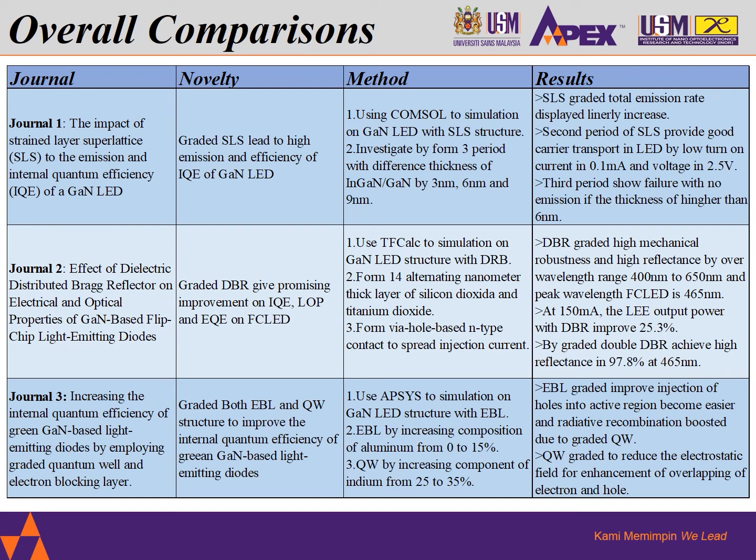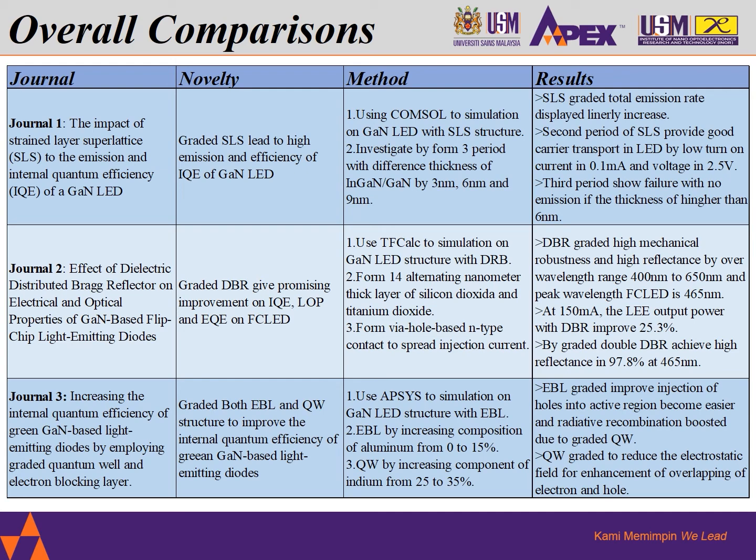The result is that the SLS shows a linear increase in total emission rate. The second period of the SLS provides good carrier transport in the LED, with a low turn-on current of 0.1 milliampere and voltage of 2.5 volt. The third period fails with no emission if the thickness is higher than 6 nanometer.